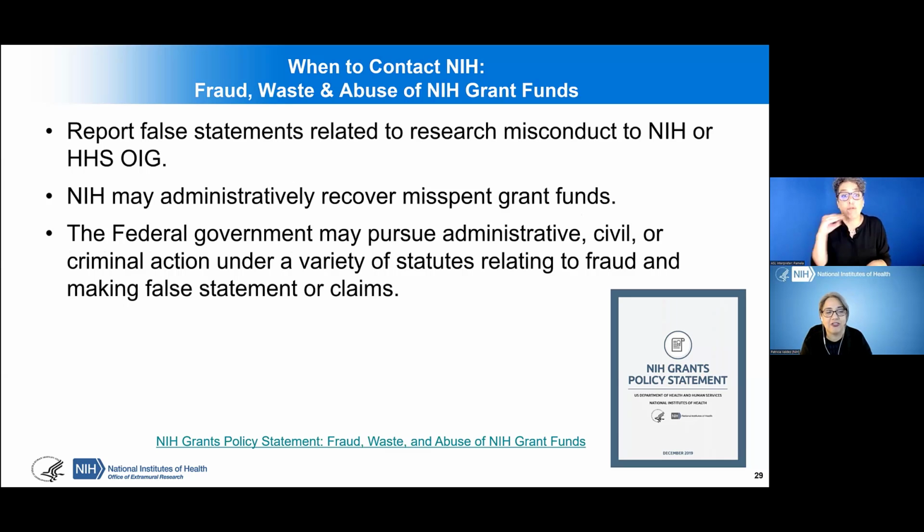Another time to contact NIH is when you identify potential fraud, waste, and abuse of NIH grants. So we ask that institutions and anyone really report false statements related to research misconduct to NIH or report that directly to HHS OIG. If there was a case where grant funds were misspent, we could potentially administratively recover those funds. We could also take administrative, civil, or criminal action, working with our partners in law enforcement under a variety of statutes relating to fraud and making false statements or claims.